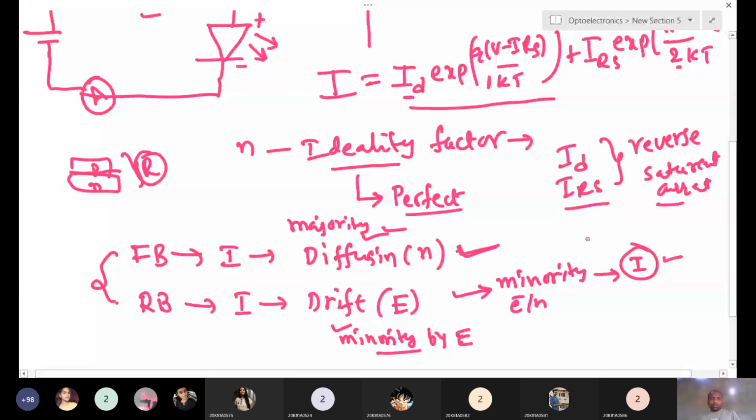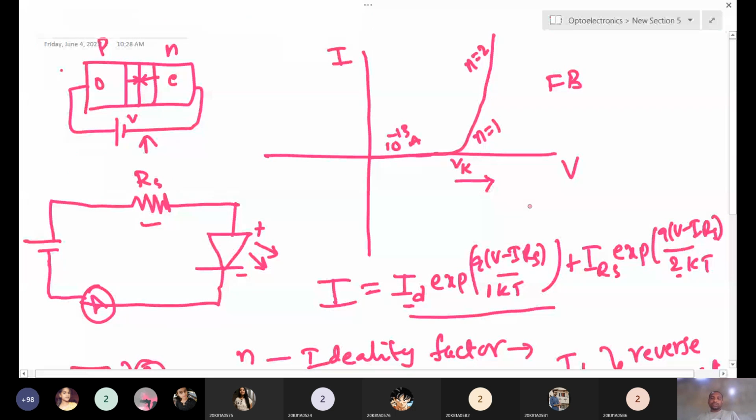At lower voltage, the first term will dominate. In that case, n is 1. n is 1 means it perfectly follows our ideal diode equation. If you increase temperature or voltage, the resistance effect is also involved. At a higher voltage, more current will flow. In that case, the resistor stops some of the current.